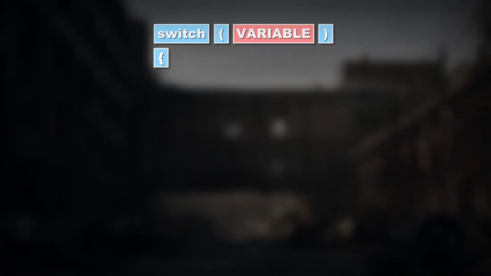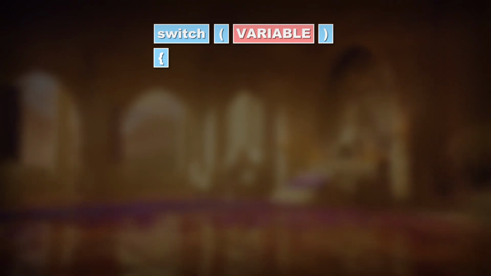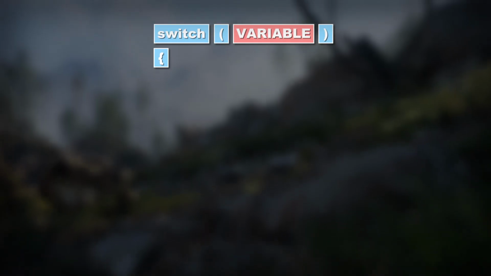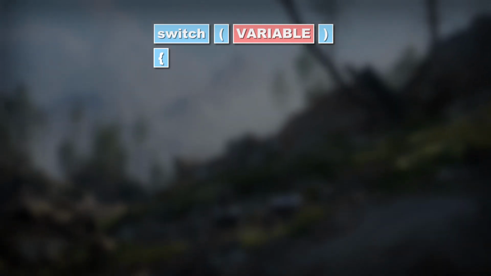Switch case statements can be a great alternative to if statements, especially if you want to execute code for the different states of an enum. So, to create a switch case statement, we first have to write the switch keyword and provide a variable that we want to use for this switch case statement.